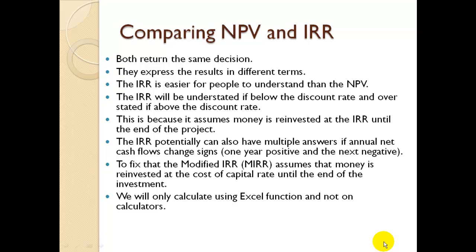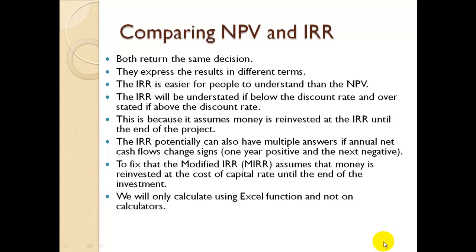The IRR will be understated if it's below the discount rate and overstated if it's above the discount rate. And the farther it is away from the discount rate, the more understated or overstated it'll be. If it's fairly close, it's not that big of a deal. This is because it assumes that all your money is reinvested at the internal rate of return until the end of the project. So if you have something like an IRR of 60%, it's assuming that you can reinvest all that money until the end of the project and earn 60% elsewhere, which is unrealistic, and that's why it's overstated. It can also potentially have multiple answers.